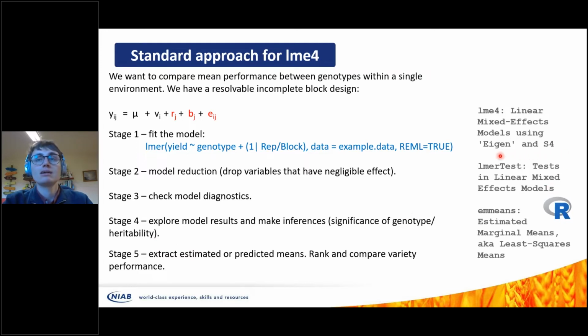You can do this using packages such as lmerTest, look at the genetic effects, and then extract estimated predicted means. If genotype is fixed, we're getting out our BLUEs, and can rank and compare variety performance. We can do that using emmeans, a package that extracts the BLUEs from the model. So that's an example worked through for an lme4 approach.